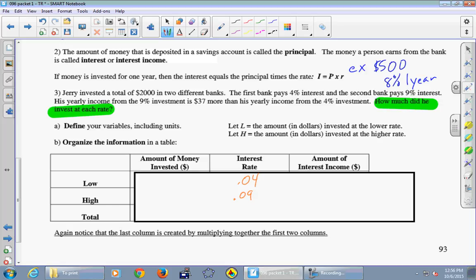This first column, oftentimes, is just the variables that you defined. So the amount of money invested at the low interest rate we called L, and the other one was H. And in this case, we do have a total invested. How much? 2,000. That's in the problem.